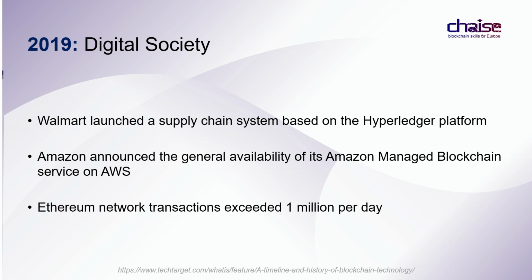In 2019, Walmart launched a supply chain system based on the Hyperledger platform. Amazon announced the general availability of its Amazon Managed Blockchain service on AWS. Ethereum network transactions exceeded 1 million per day.